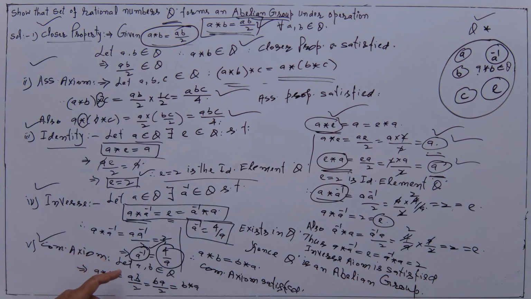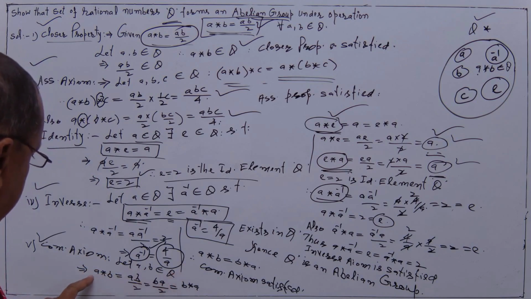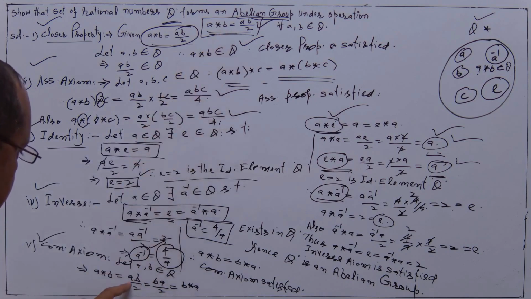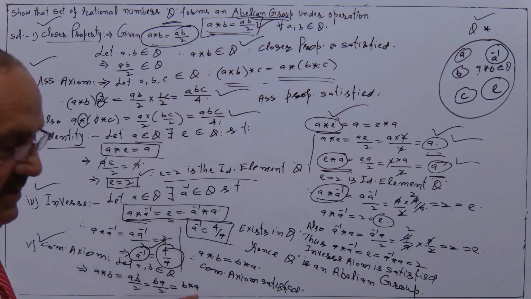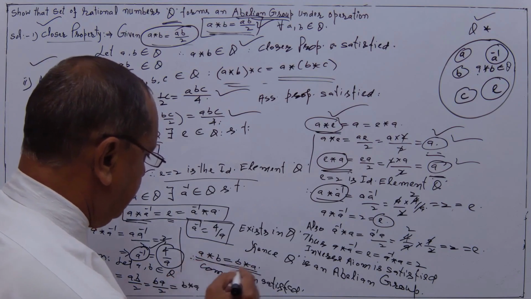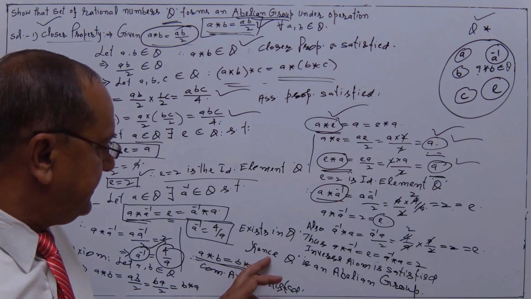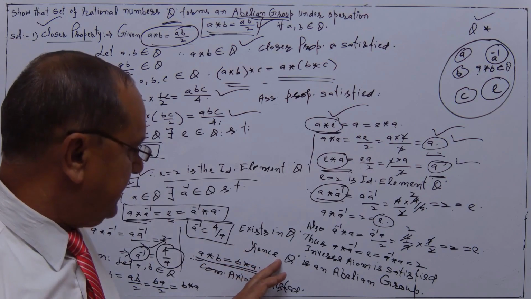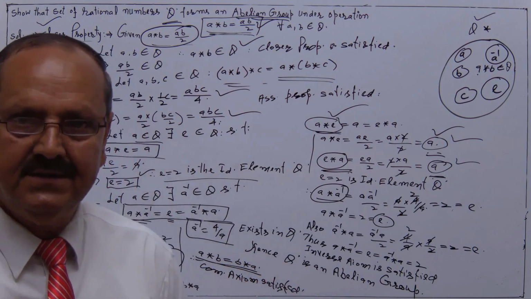Then one more, the fifth, the commutative axiom. Let a, b belong to set Q. Then a star b, according to the given condition, is ab upon 2, and ab is equal to ba, and this is equal to b star a. So it means a star b is equal to b star a. The commutative axiom is satisfied. Hence, when these properties are satisfied, Q is an abelian group. Thanks.